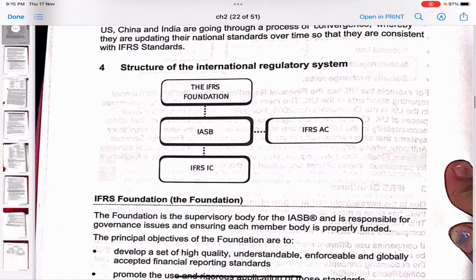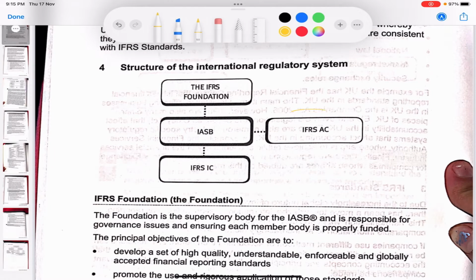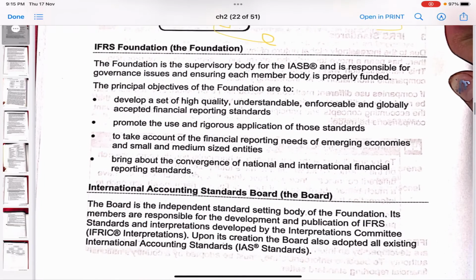So this is the structure of the IFRS. What is the AC? Advisory Council. What is IC? Interpretation Council. IASB, you know what IASB is. So this is something we have seen in the business and technology paper.